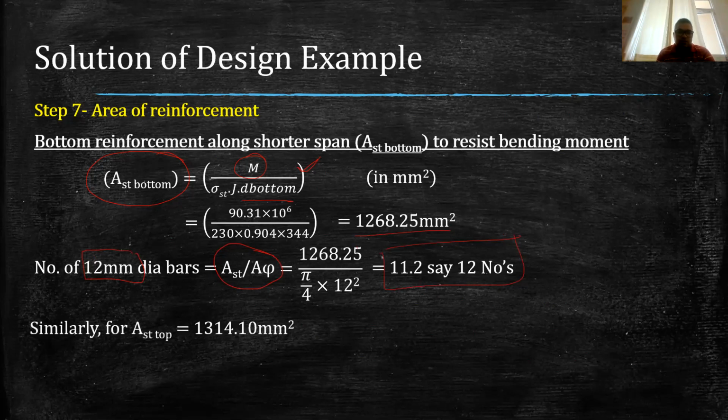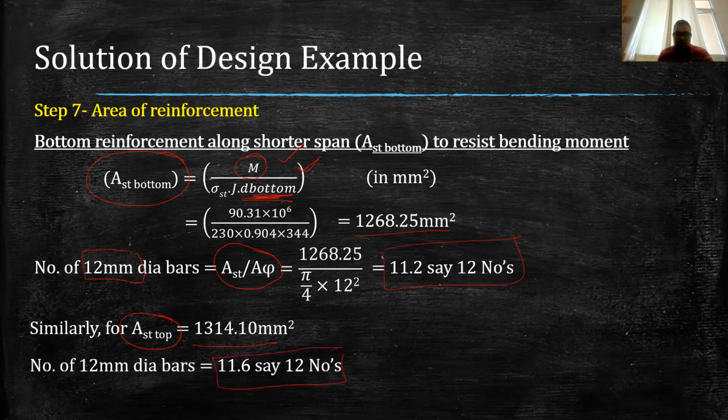Similarly, the same formula we used for the bottom can be used to calculate AST top by changing the value to D top. To calculate the area of steel for top reinforcement, we have to put D top; the other formula will be the same. By calculating all this, we get AST top as 1314.10 mm square, and the number of bars in this case is 11.6, which is again equivalent to say 12 bars of 12 mm. So on both sides we will be providing 12 bars.